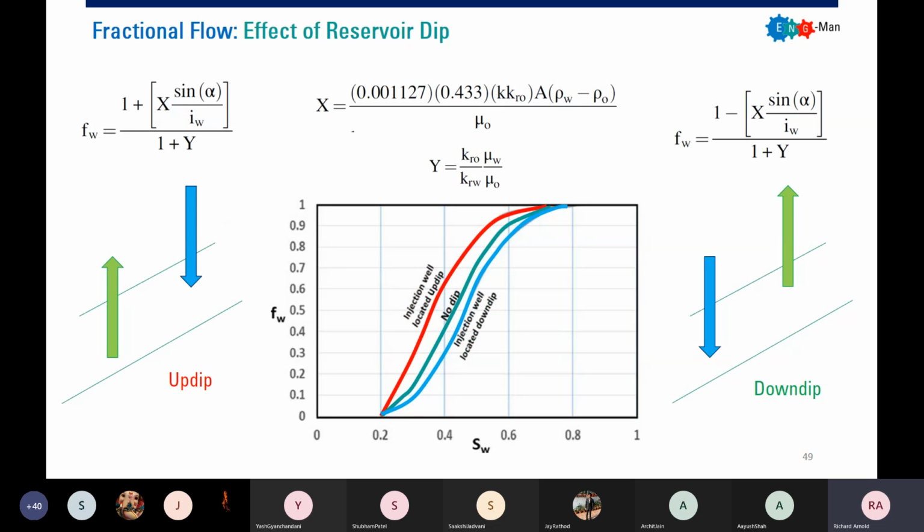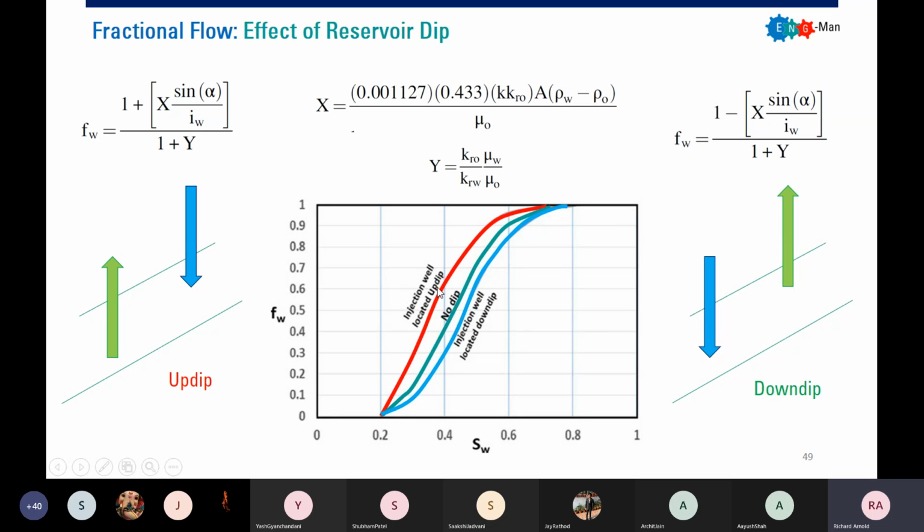And of course, there is the effect of our reservoir depth on our displacement efficiency. Starting from this correlation from fractional flow analysis, we can do up-dip injection where our injector is located higher than our production well. And we can also do down-dip injection where our injector is located at the down-dip side relative to our producer.